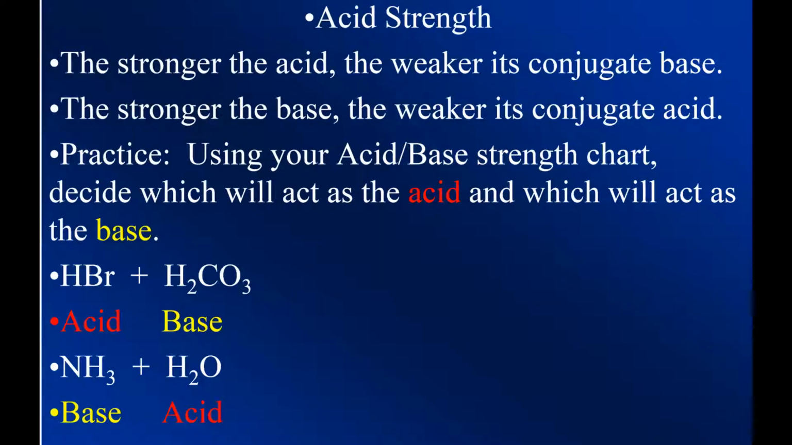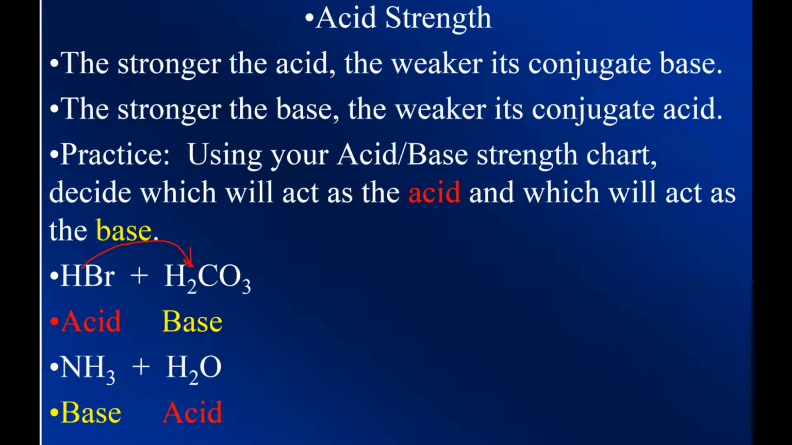Okay, so basically the stronger the acid, the weaker its conjugate base. The stronger the base, the weaker its conjugate acid. So using that chart that we just looked at, if we have two compounds, HBr, which is hydrobromic acid, and this is carbonic acid, and we need to decide, well, they're both acids. Which one is going to act like the acid and which one's going to act like the base? Well, the answer is whichever one on that chart is the stronger acid, which in this case is HBr, is going to act as the acid. Whichever one's the weaker acid is going to act as the base. So what we're going to have here is HBr is going to give its proton to carbonic acid.